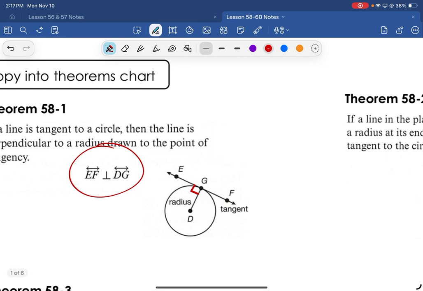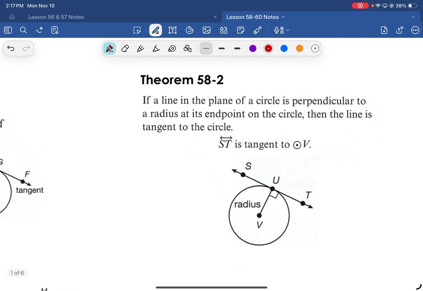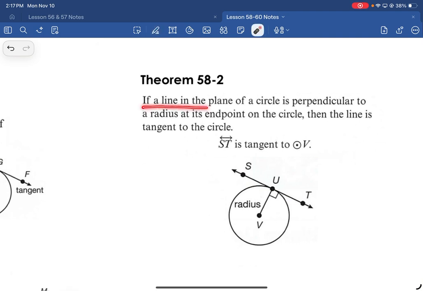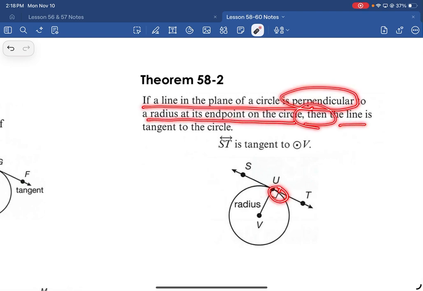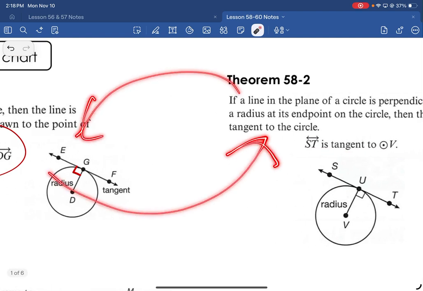Now, theorem 58-2 is the converse of 58-1. So notice it says if a line in the plane of a circle is perpendicular, see the clue right here with that right angle, to a radius at its endpoint on the circle, then the line is tangent to the circle. So this is vice versa. If they give you this clue and they tell you that the radius is perpendicular to this line, you can safely assume that it's tangent to circle V. All right? So both of these are opposites of each other.